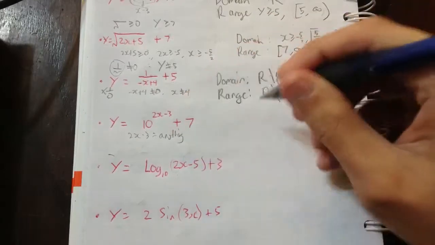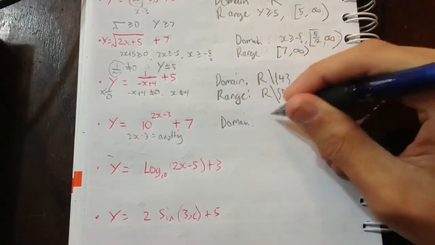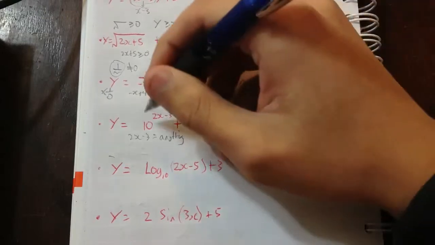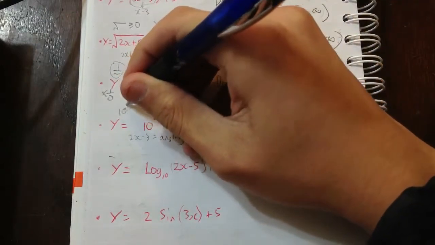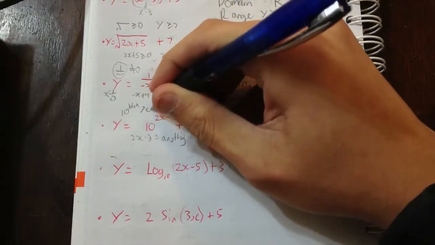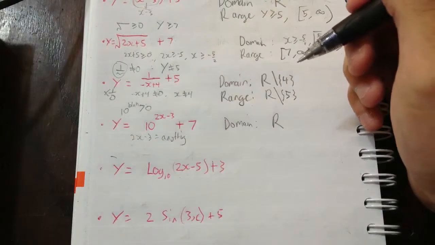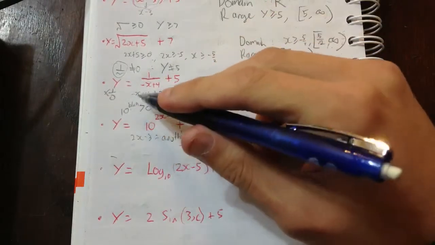So what's our domain? Well, if 2x minus 3 can be anything, x can be anything. Our domain is all real numbers. Now, we have 10 to the blah, and we know 10 to the blah is always greater than 0. How do we remember that? Can 10 to the blah equal 0? No. 10 to the 0 gives us 1.